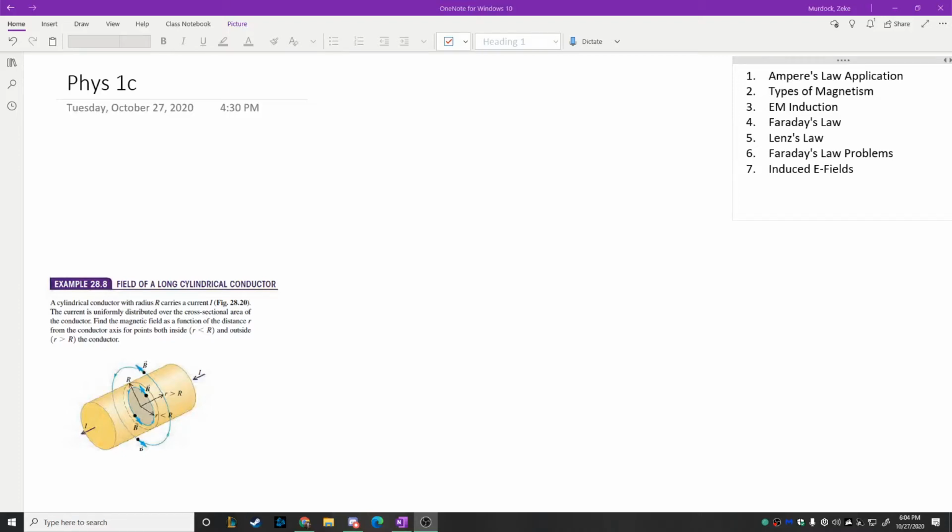Okay, this is Physics 1C for October 27th. And here's the topics we're talking about tonight. We're going to finish discussing Ampere's law and magnetism.